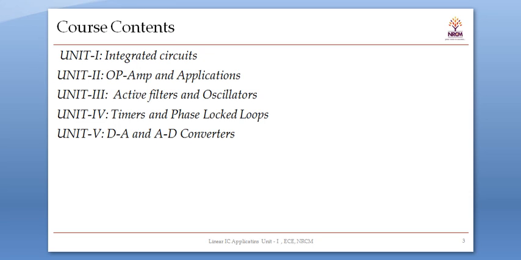The unit number 1 for R18 batch is integrated circuits. Unit 2 is op-amp and its applications. Unit 3 is active filters and the oscillators. Unit number 4 is timers and phase locked loops. Unit 5 is D to A converter and A to D converter and its types.